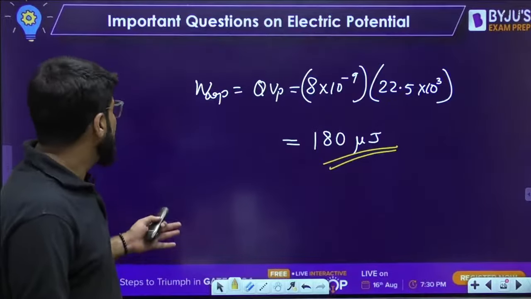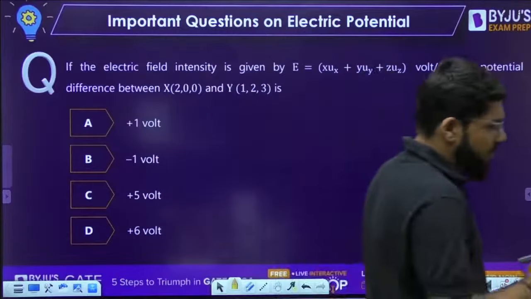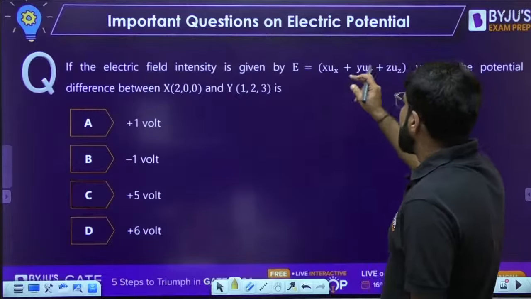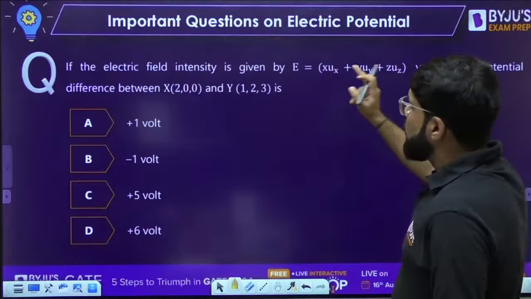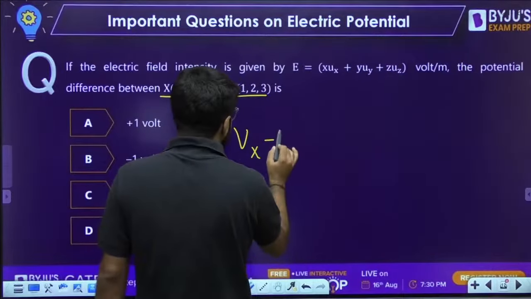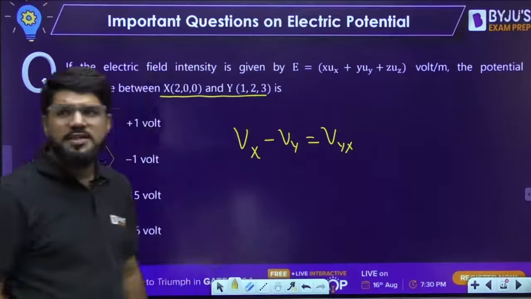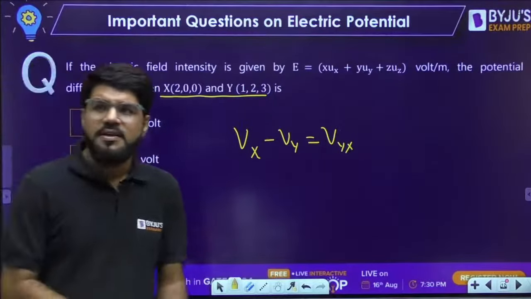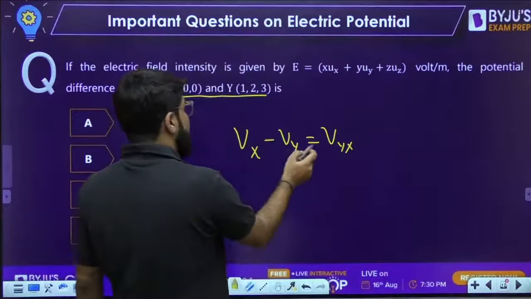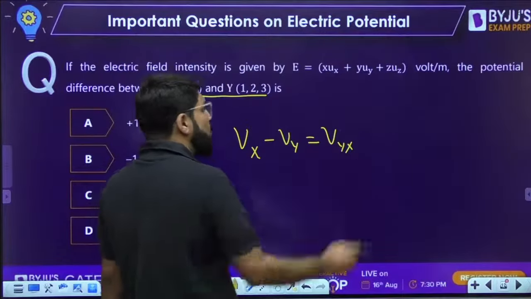Moving ahead to the next one. Okay. Now, electric field is given to you. If the electric field intensity is given by x ux plus y uy plus z uz, what is the potential difference between the points x and y? That means the question is asking you Vx minus Vy, which can be written as Vyx. As I told you, VAB is VB minus VA. So Vx minus Vy will be Vyx. We write down final minus initial. Now what is Vyx?